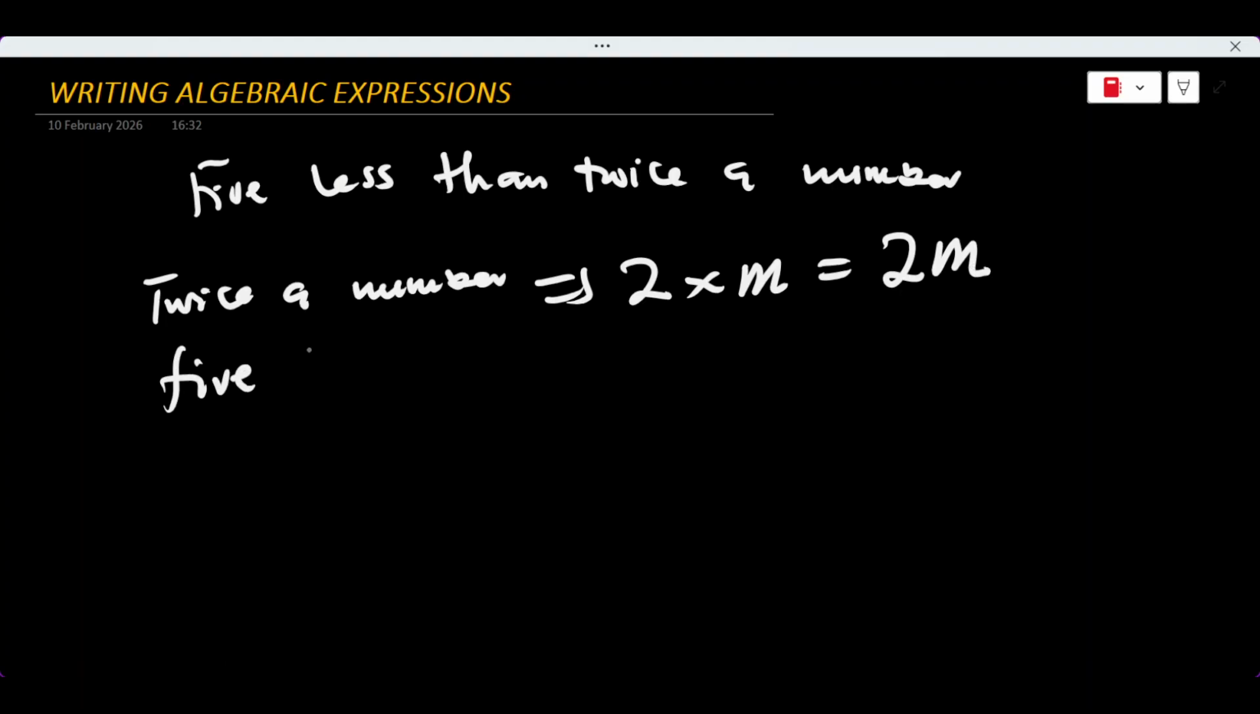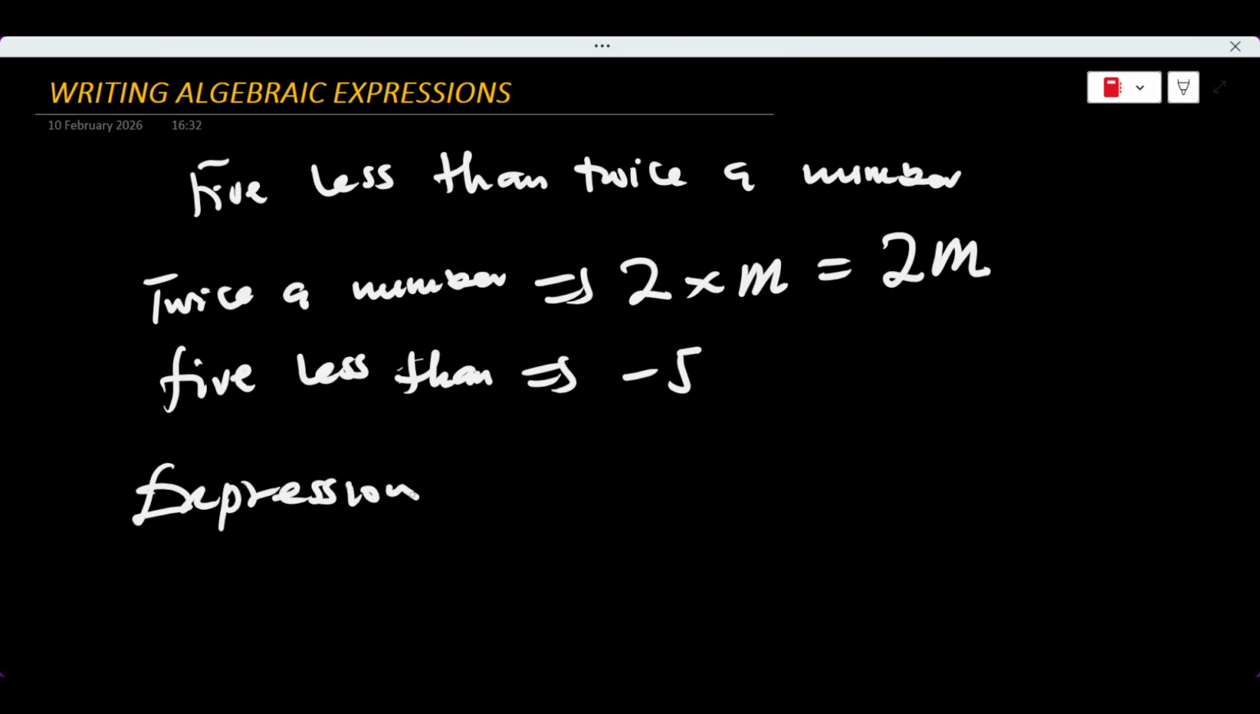And then 5 less than. Anytime you hear the words less than, it means minus or subtraction. So 5 less than means minus 5. Sometimes you may hear or see the word decrease, as we have seen in the previous example. So this all refers to minus or subtraction. So our expression will now be 2m minus 5. I hope that is clear.